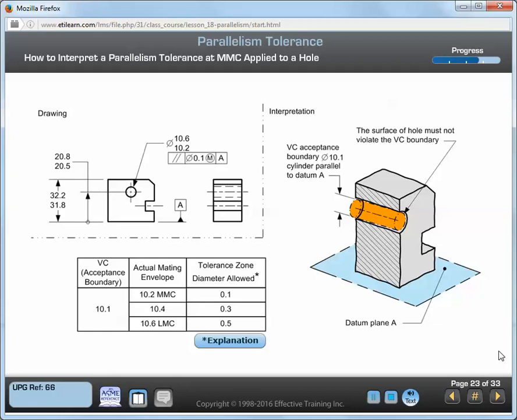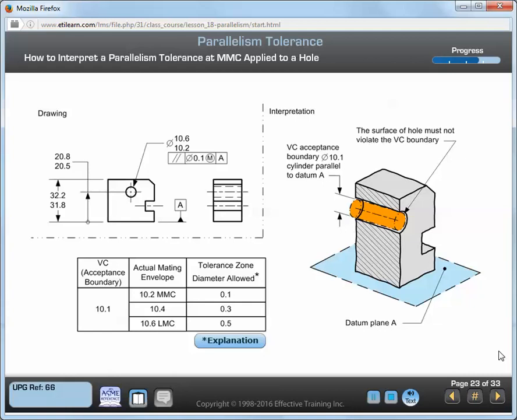In this example, the following conditions apply. The orientation of the surface of the hole is related to the function of the hole. The surface interpretation is used. The tolerance zone is a virtual condition, acceptance boundary. The virtual condition acceptance boundary is parallel to the datum plane.